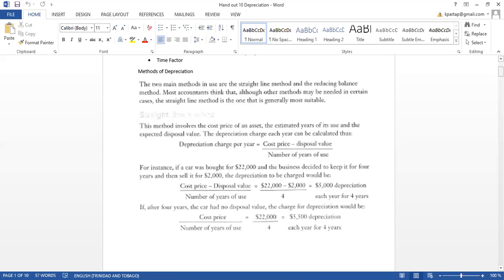If after 4 years the car had no disposal value, then the charge for depreciation would be the cost price, 22,000, over the number of years, which will give you 5,500 for depreciation each year.